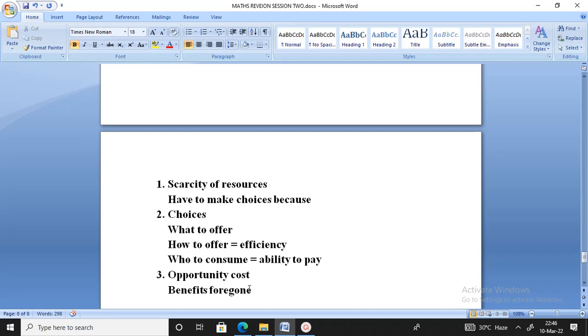So the three fundamental economic issues faced by the telecom industry are, first, the scarcity of resources. Because the resources are not enough, telecom firms must make choices of what to produce, how to produce, and who consumes what is produced. And by making choices like that, these firms have to forego some benefits in the next best alternatives they could have taken.